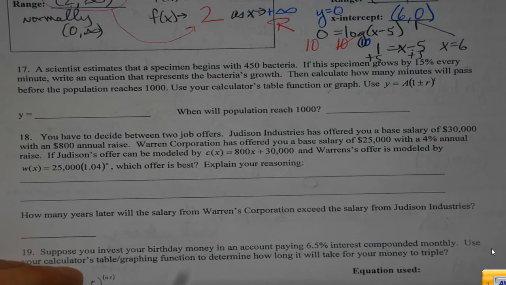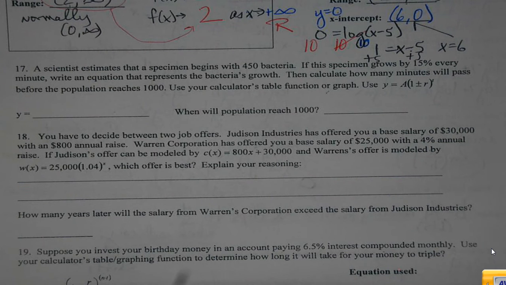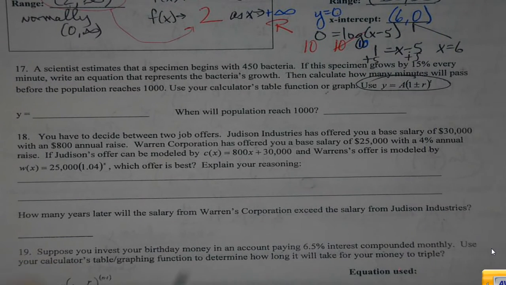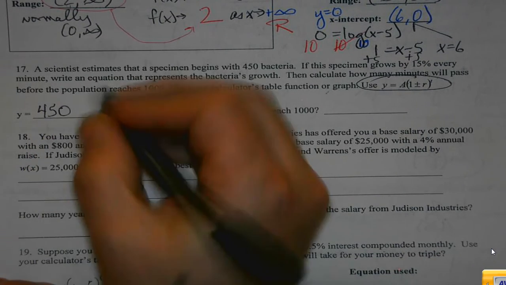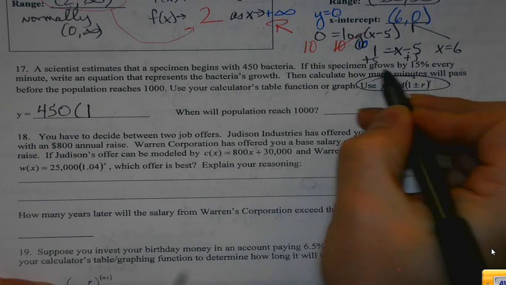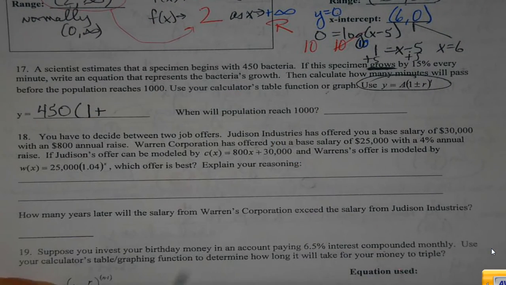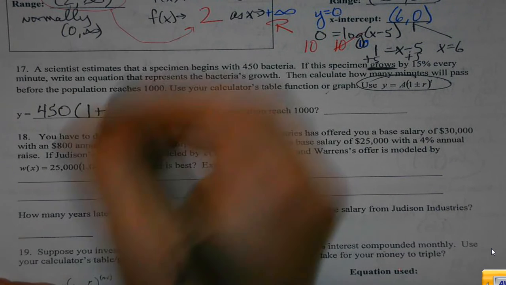A scientist estimates that a specimen begins with 450 bacteria, grows by 15% every minute. Write the equation that represents bacteria's growth and calculate how many minutes will pass before the population reaches 1,000. Okay, notice every one of these, I'm going to tell you what the formula is or what the format is. So here, A is my starting amount, 450. 1 plus, grows plus. What's 15% as a decimal for my R? 0.15.